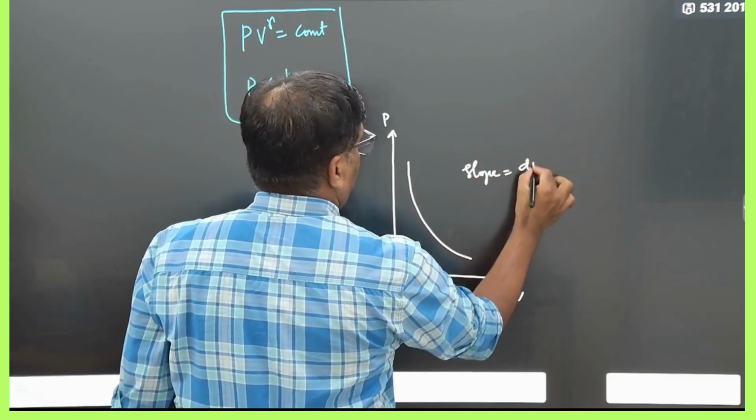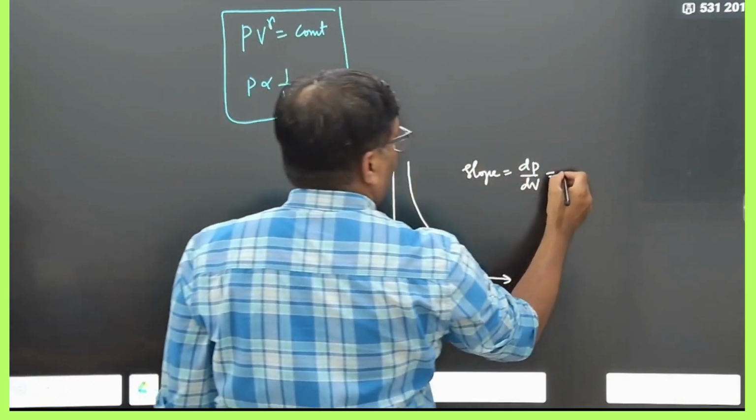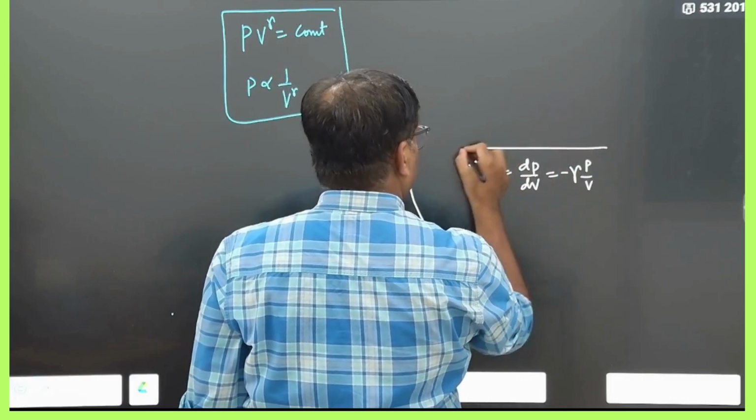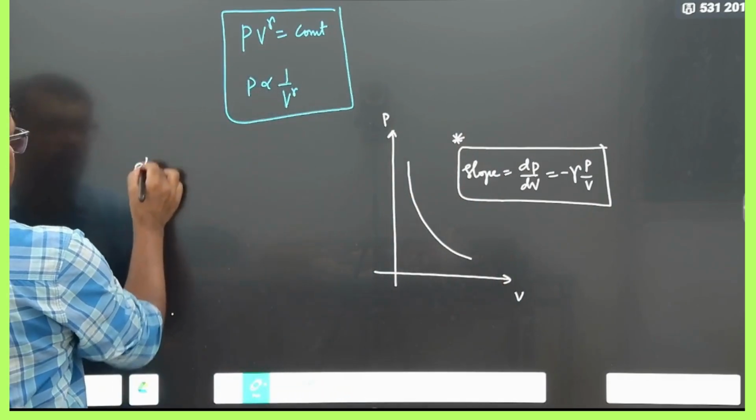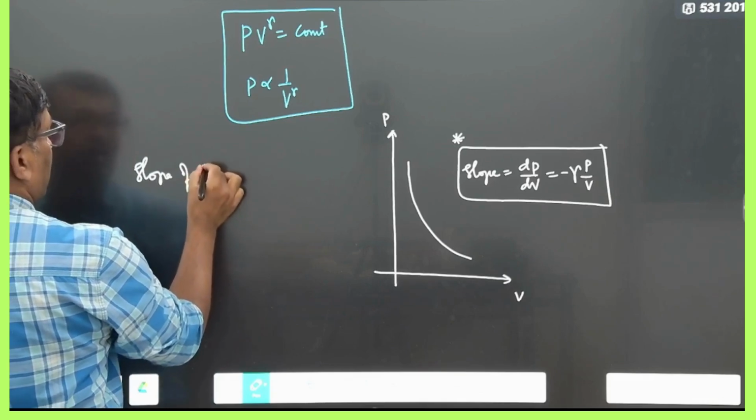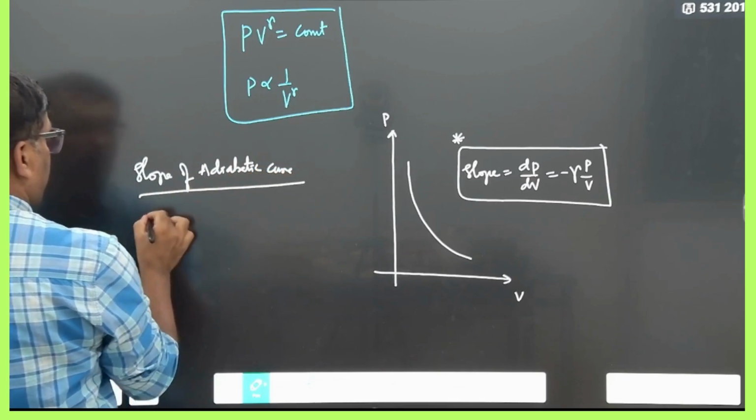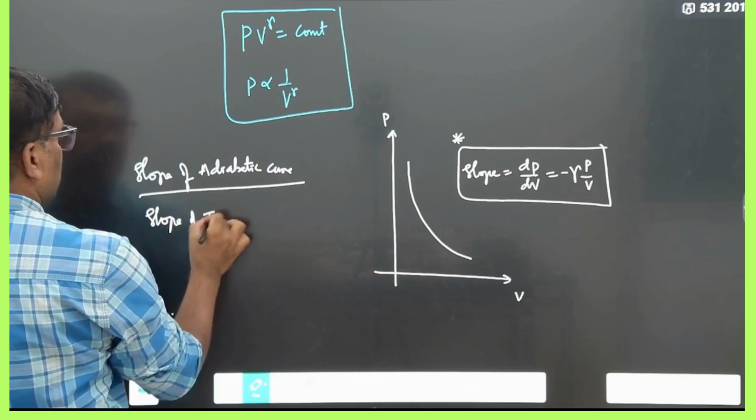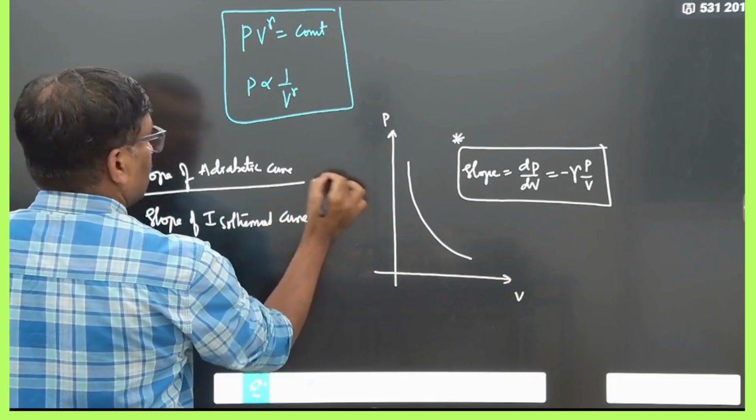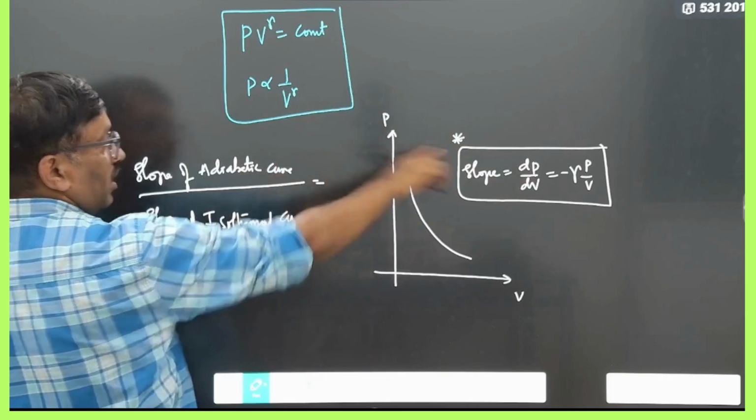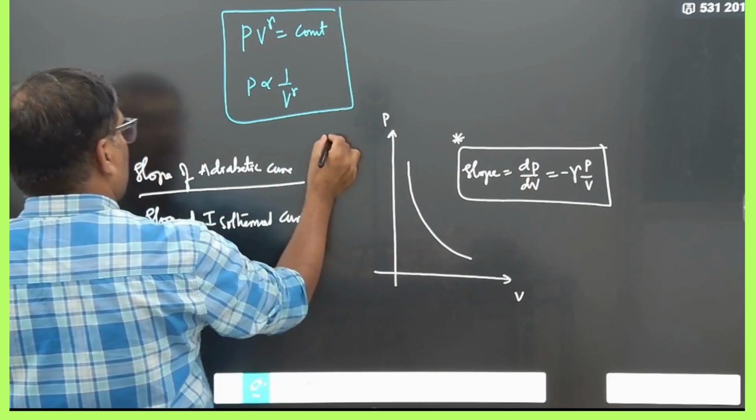Before that we'll calculate the slope here. Slope is nothing but dP by dV. Just now we calculated it for this one. You do the differentiation and you will get minus gamma P by V. Clear? Sometimes they will ask the slope of the adiabatic curve by the slope of the isothermal curve. The adiabatic slope is minus gamma P by V, and the isothermal slope is minus P by V. So the ratio is nothing but gamma.